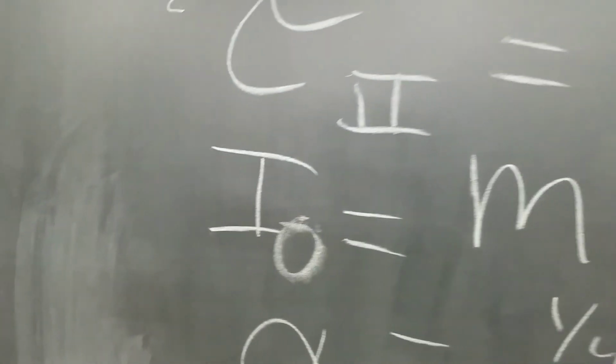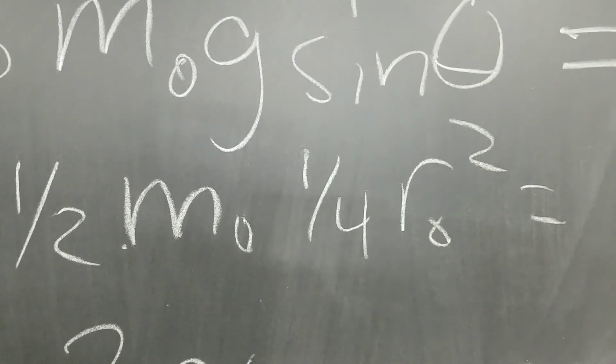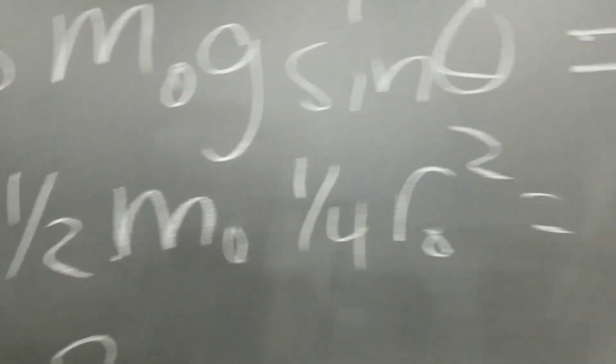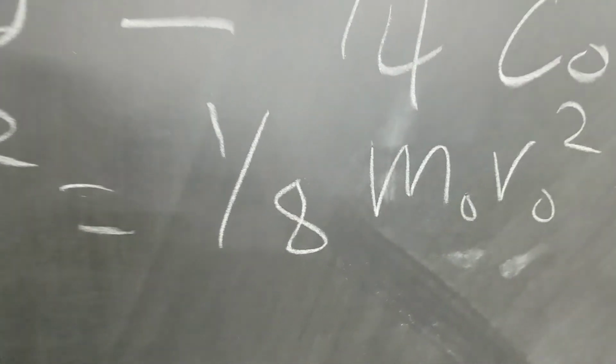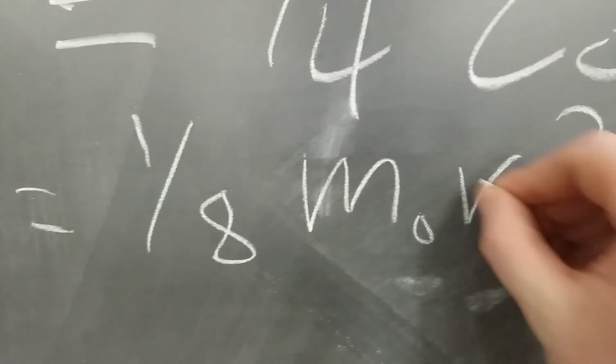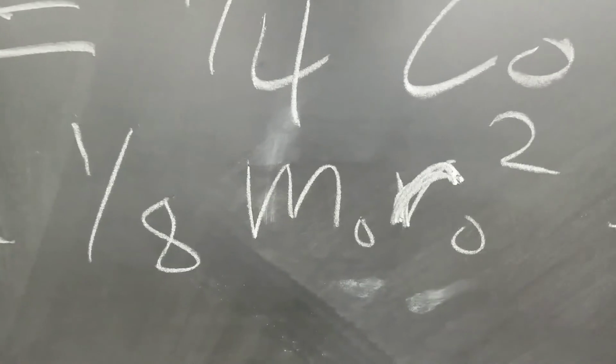and we say that this is our initial moment of inertia, our second meter stick has half the mass, but it also has 1/2 of the radius. But when I square that 1/2, it becomes a 1/4. So now that actually becomes 1/8 m naught r naught squared, which is equal to I2.